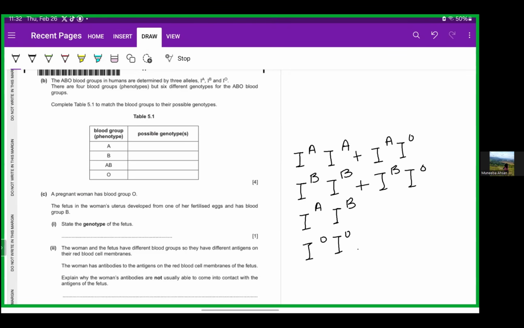Now they're asking: a pregnant woman has blood group O. The fetus in the woman's uterus developed from one of her fertilized eggs and has blood group B. State the genotype of the fetus. Since the woman has blood group O and the fetus has blood group B, what does it mean? That the fetus must have IB and IO.